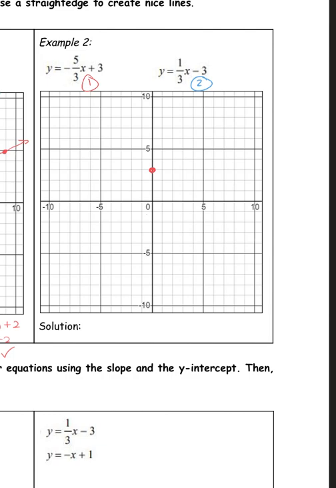Then I'm going to go up 5 and go over 3, but I'm going to go to the left 3 because it is negative. All right, so I have to go up 5 and to the left 3 because of that negative. Now I'm going to go down 5, to the right 3, down 5, to the right 3, and then I'm going to connect my points.